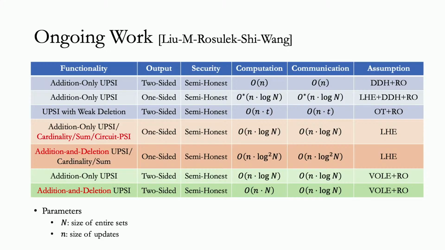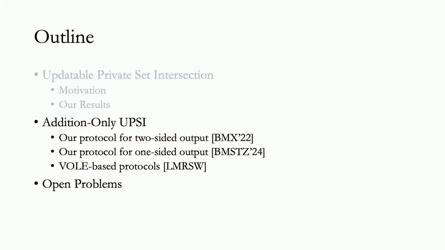Okay, so here's the plan for the rest of the talk. I'm going to focus on the addition-only setting, and I'm going to first show a 2-sided protocol as a warm-up, and then a 1-sided output protocol, and then in the end, I would conclude with the VOLE-based protocol, on how to minimize the public key operations. Okay, any questions so far?